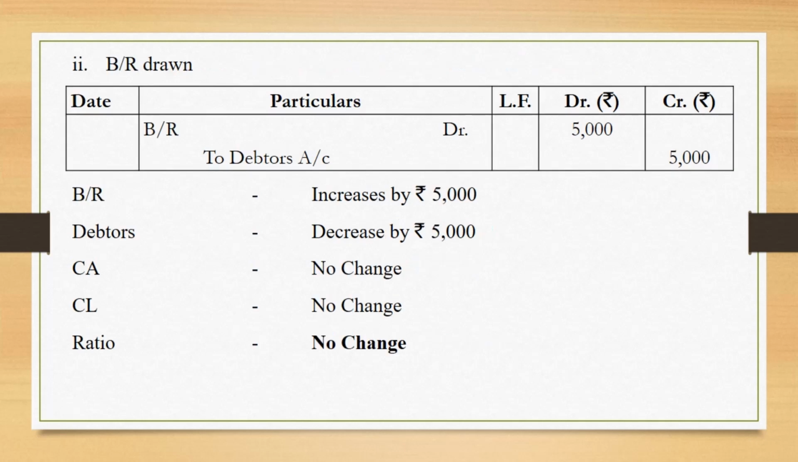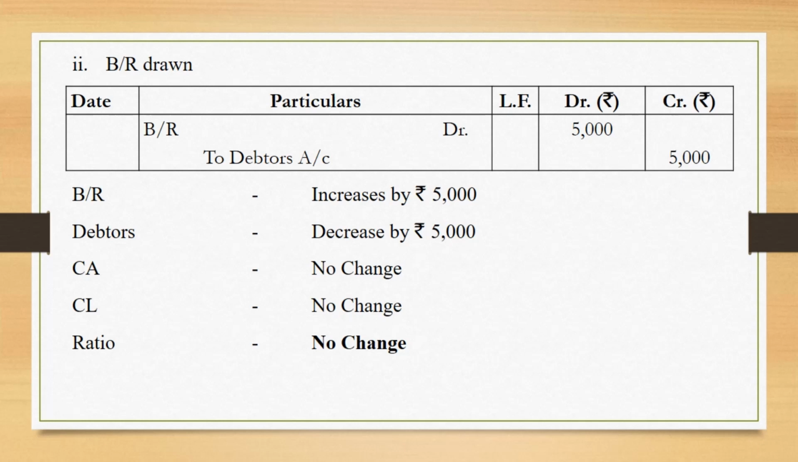Second, bills receivable drawn. When bills are drawn, the entry that we usually pass is bills receivable account debited to debtors account. The amount I have taken over here is 5,000. So we can see that because the bills are drawn, bills receivable increases by 5,000. On the other hand, debtors decreases by rupees 5,000. Now we know that bills receivable and debtors both are current assets. So one asset increases, another asset decreases.